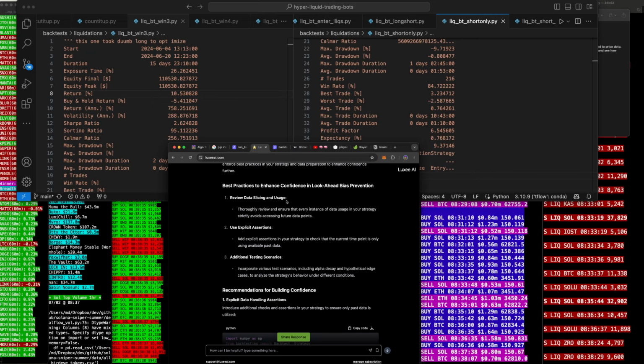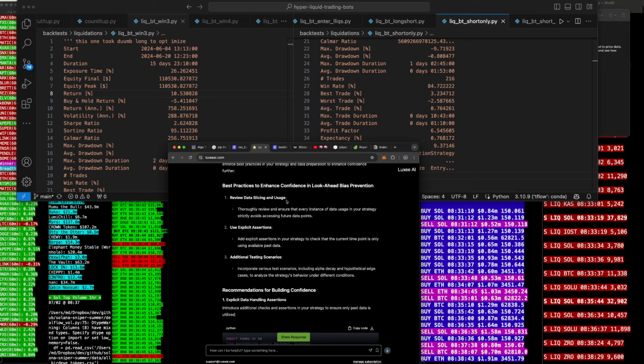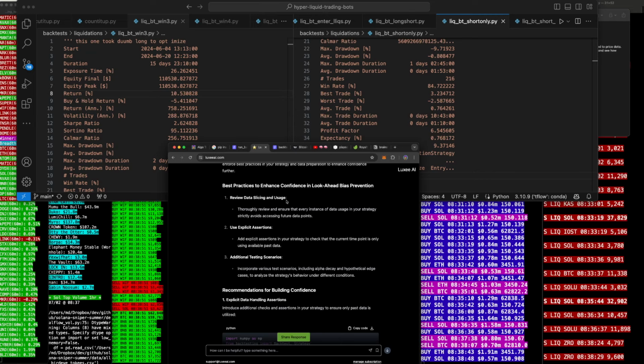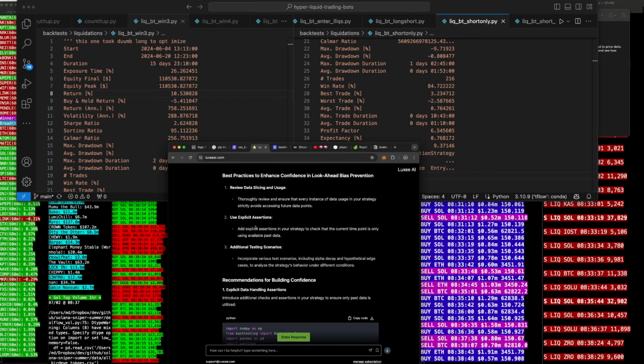Best practices to enhance confidence in look-ahead bias prevention. Review data slicing usage. Thoroughly review and ensure that every instance of data usage in your strategy strictly avoids accessing future data points. Use explicit assertions.